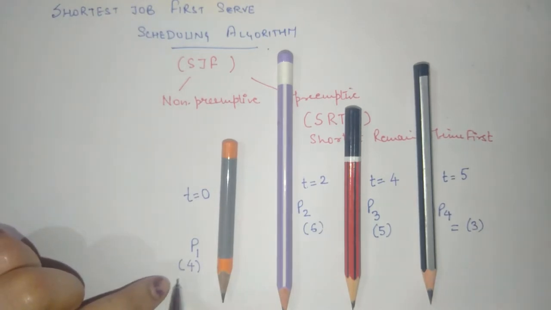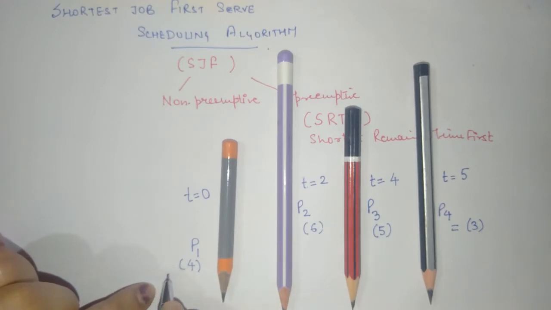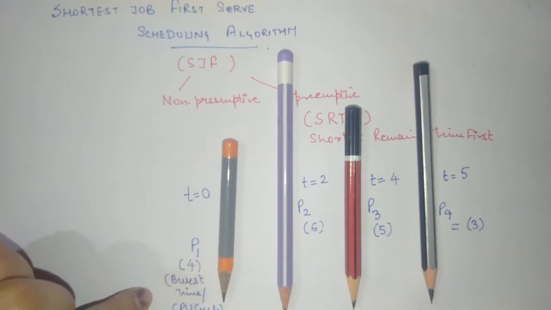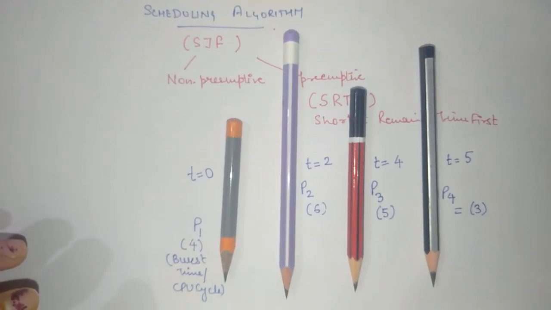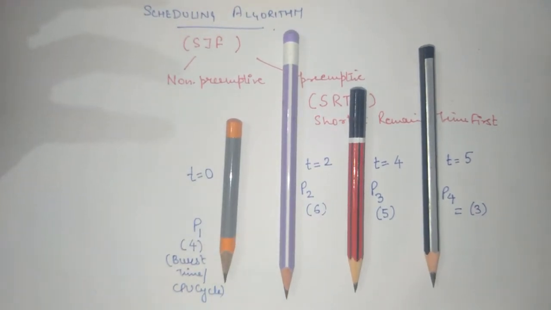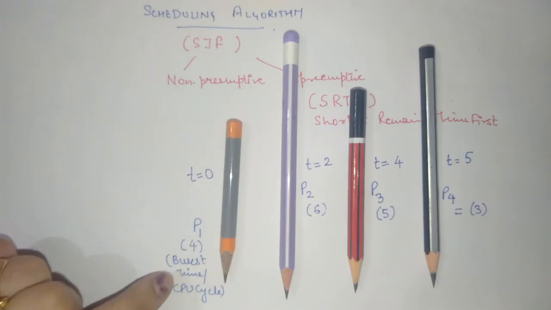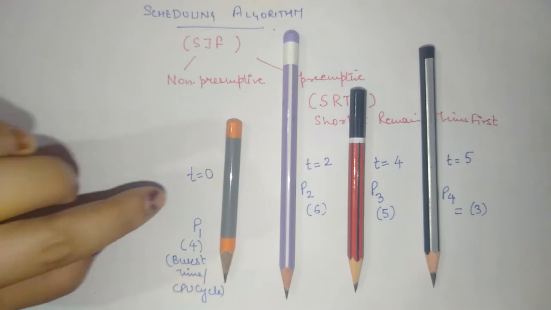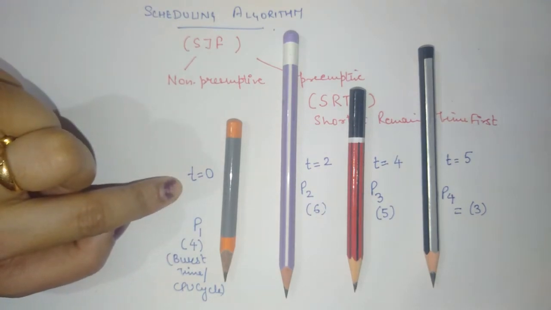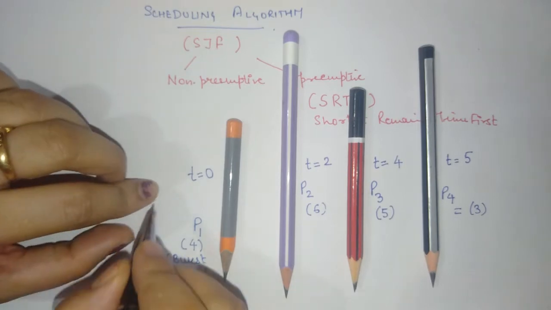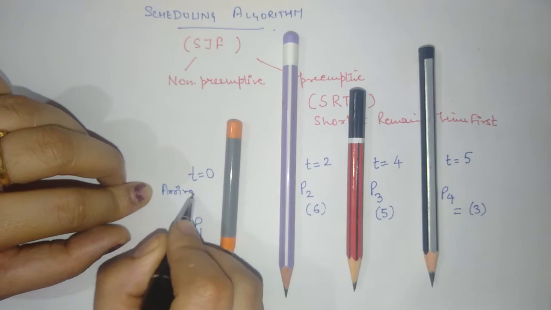So the time unit each process is taking for its completion is called burst time or CPU cycle of that process. And the time when these processes entered the ready queue is called their arrival time.